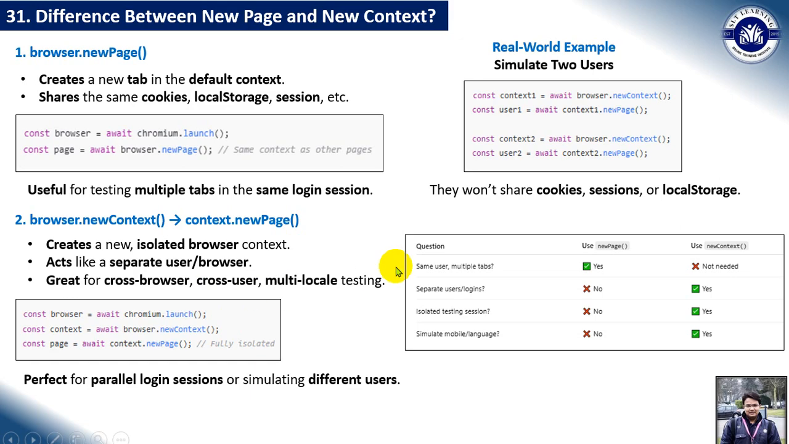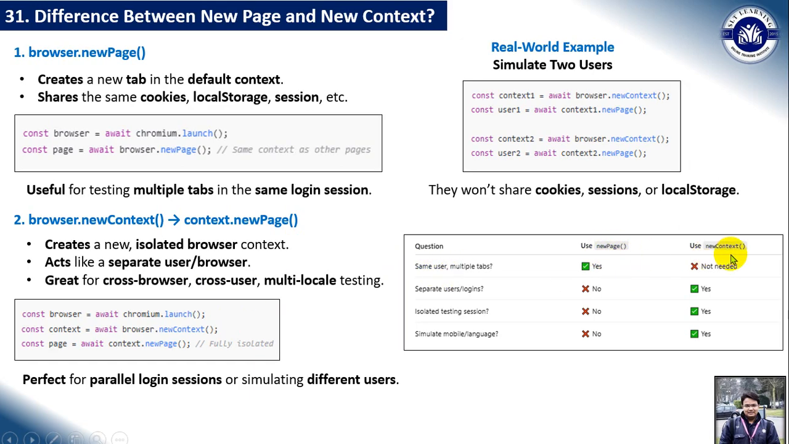Let's go through the new page and new context difference. Same user with multiple tabs means new page, which is not considered a new context. Separate user and separate login is a new context example. Isolated testing session is a new context example. Simulated mobile and language is also a new context example. When things are not shared, we have a separate context; when sharing between two users, it means a new page within the same context.